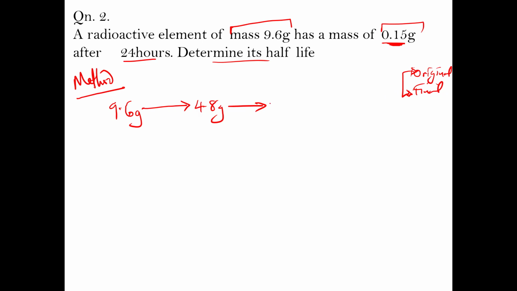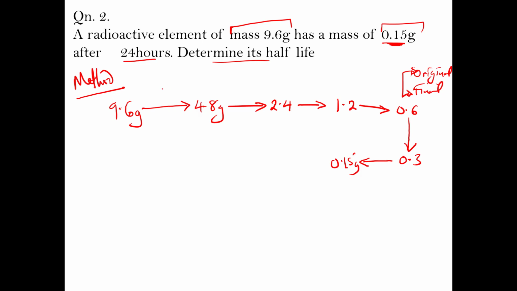So 4.8 divided by 2 shall get 2.4. 2.4 divided by 2 you shall get 1.2. 1.2 divided by 2 shall get 0.6. 0.6 divided by 2 shall get 0.3. And 0.3 divided by 2 shall get 0.15 grams. So you have the original, have the final.